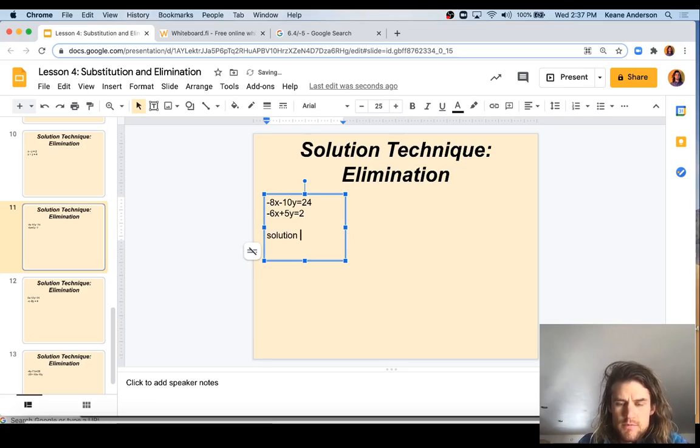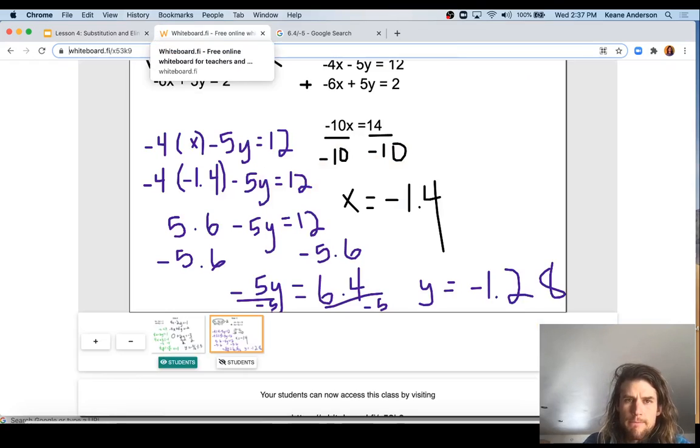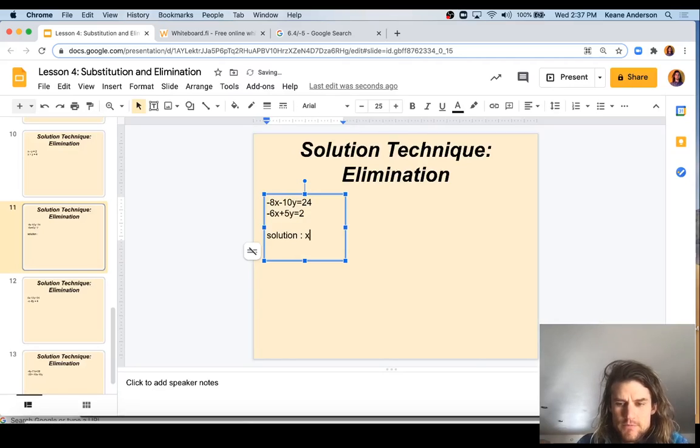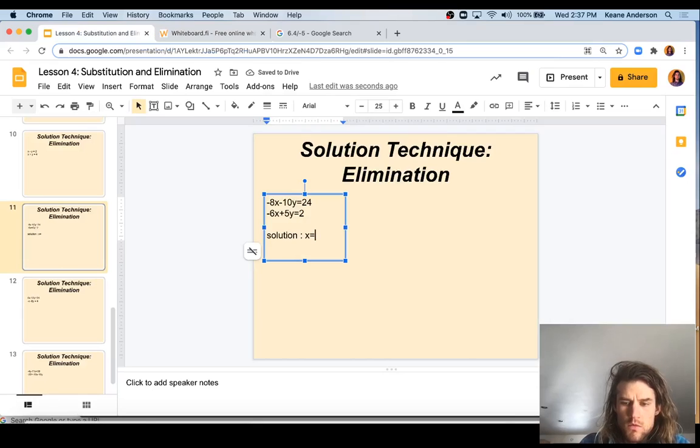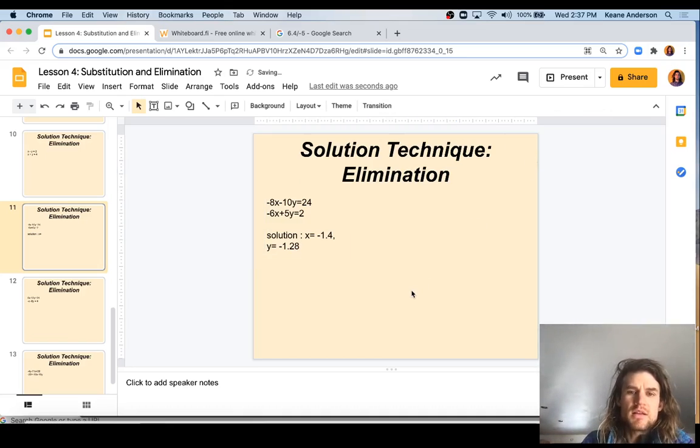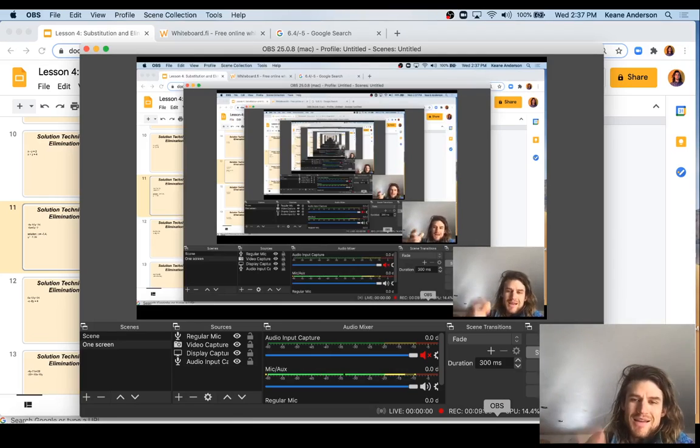Okay, so let's go ahead and write our solution in here. Solution. Let's see. x equals negative 1.4, y equals negative 1.28. And there we have it, the elimination method. On an easy problem, elimination method. On a more difficult one. Good luck and work hard.